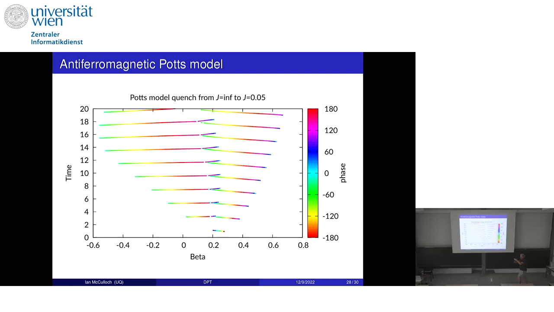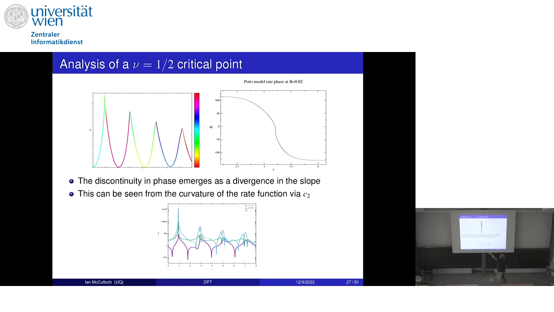And the color here is the phase, so you can see that the discontinuity in the phase goes to zero as well. As we go up higher, then we just have ordinary cusps here, an ordinary level crossing, and a discontinuity in the phase. If we plot the phase, this is a different point, but it's the same idea: as we approach the end point of the Fisher line, the discontinuity in the phase goes to zero.